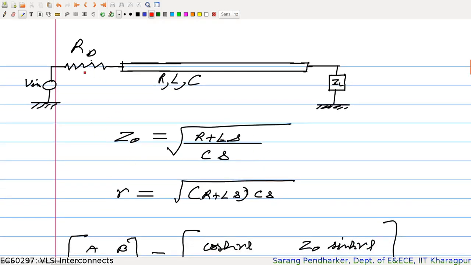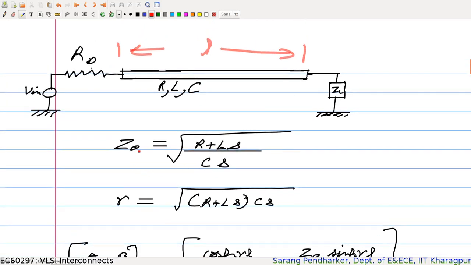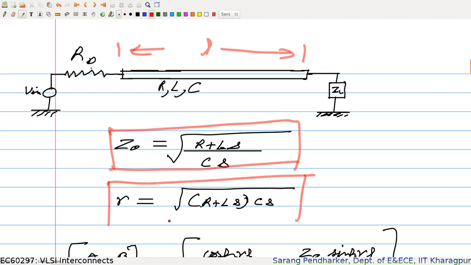Simple again. So we have an interconnect like this. The resistance, inductance and capacitance per unit length are given to you. The length of my interconnect is L, and for this we had already seen that there is a characteristic impedance which is given by this expression, and there is a propagation constant which is given by this expression. Here s is equal to j omega. So if you are not familiar with this s, we had derived it in terms of j omega. I can replace j omega by s.